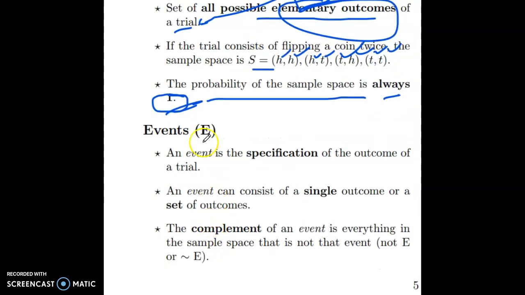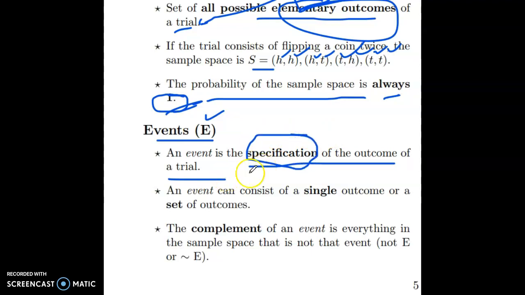Okay, events. An event is the specification of the outcome of a trial. Specification, important point. An event can consist of a single outcome or a set of outcomes.